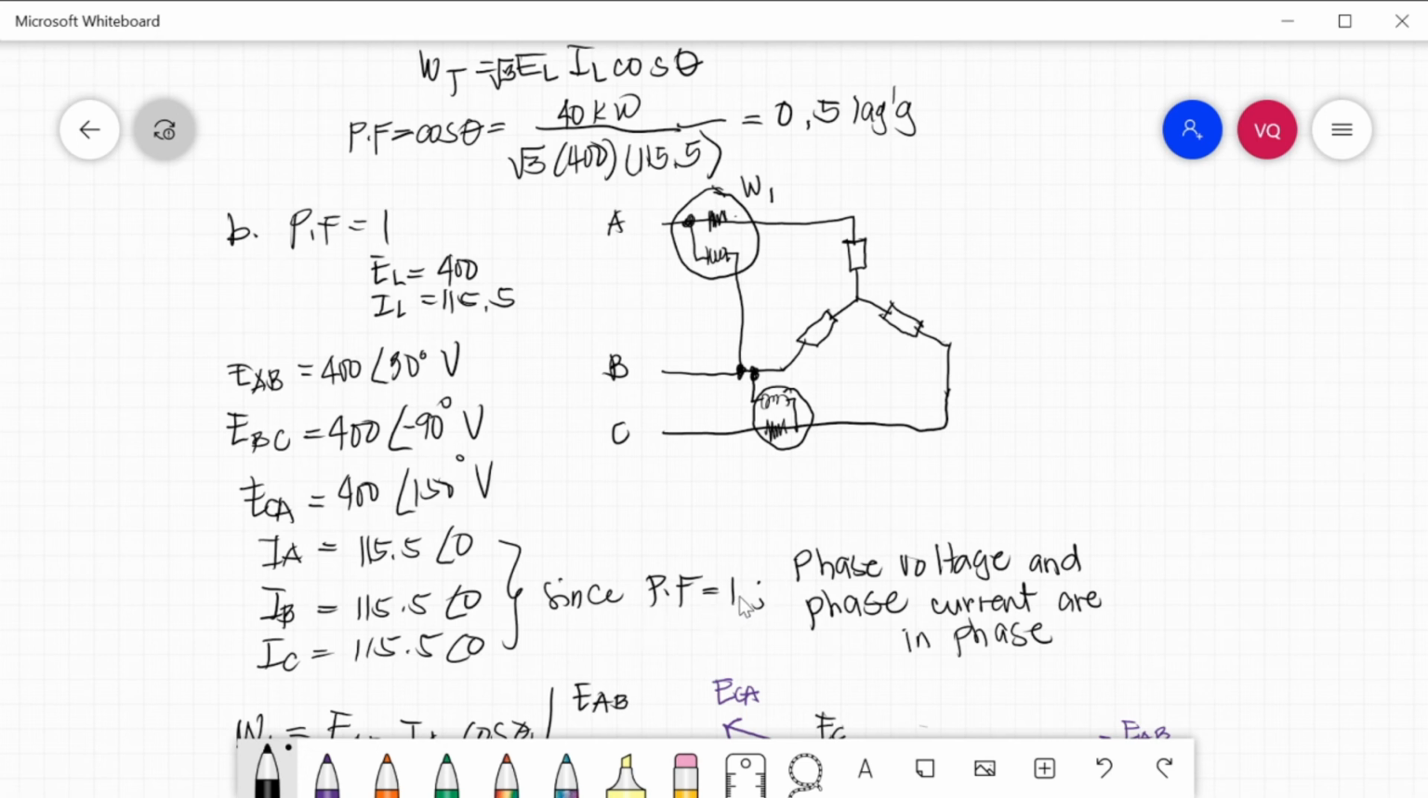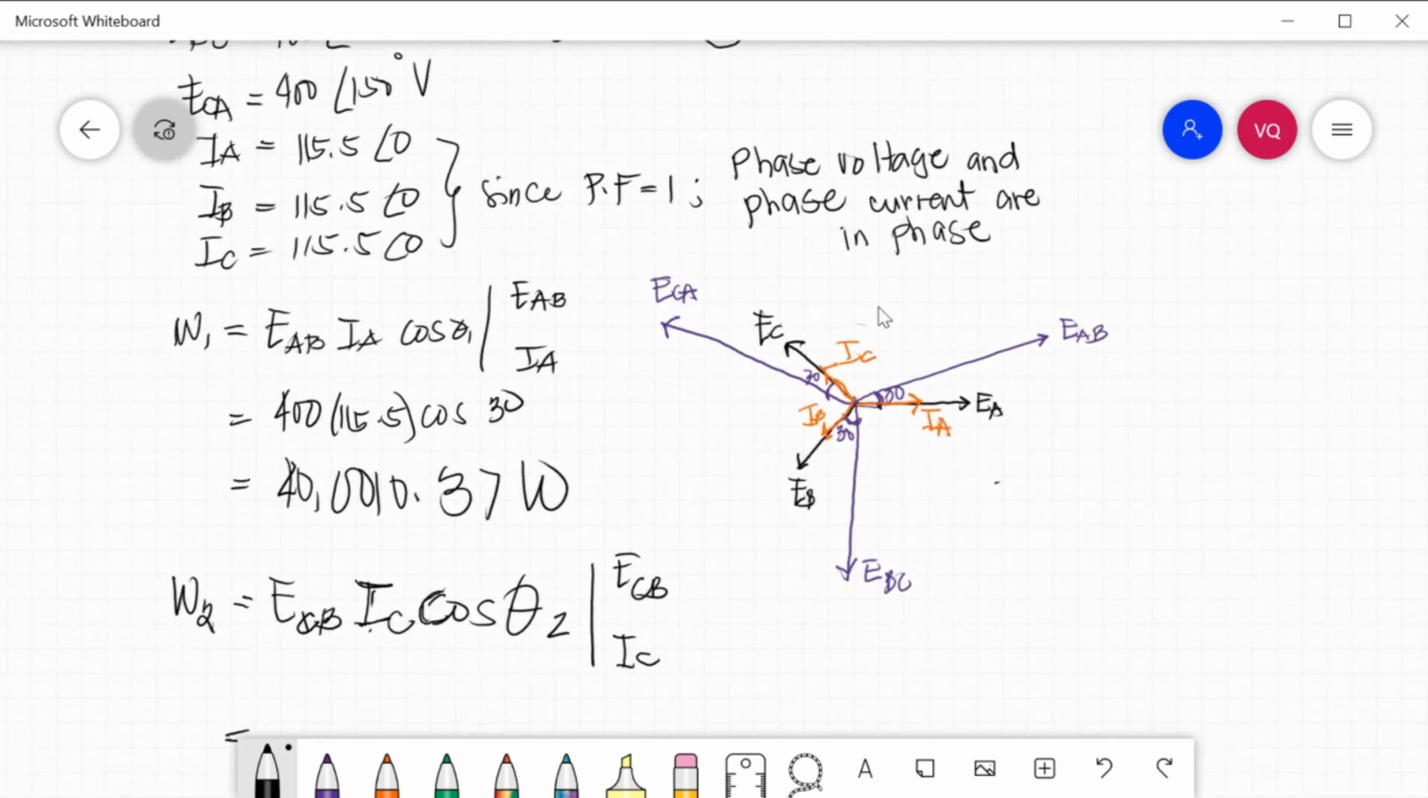Since power factor is 1, the phase voltage and phase current are in phase. Remember, this is not line, this is phase. Phase voltage and phase current are in phase. So, this is the vector diagram. This is our phase voltage EA, EB, and EC, and line voltages EAB, EBC, and ECA. The angle between the phase voltage and the line voltage is 30 degrees. ECA and EC is also 30 degrees. Phase voltage and phase current are in phase because power factor is 1, so EA is in phase with IA, EC with IC, and EB with IB.